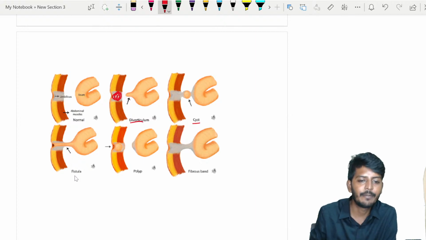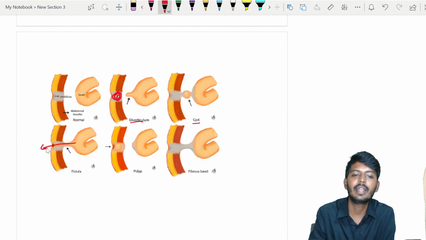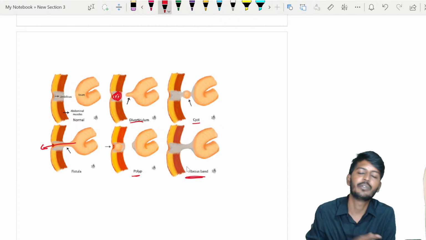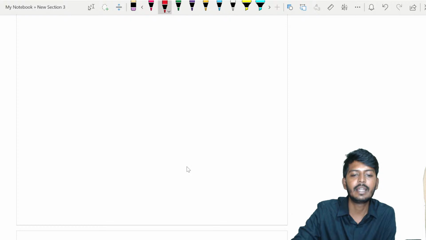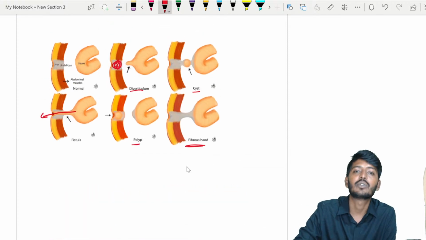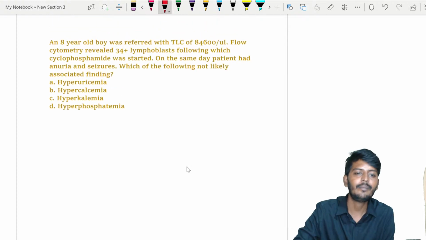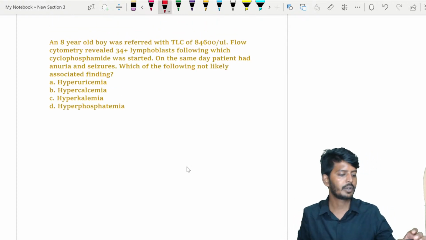There can be a fistula. Because of the fistula, the contents from the intestine can come out, leading to leaking of meconium. Or there can be polyp formation and fibrous bands, which lead to intestinal obstruction. So these are the possibilities associated with omphalomesenteric duct persistence. Okay, let's go to the next question.